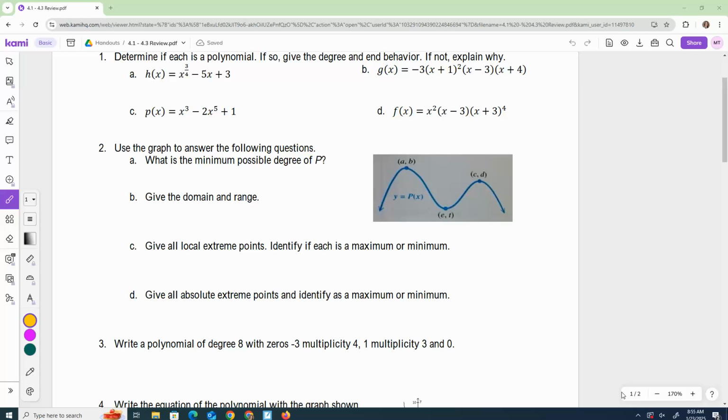Alright, so if something is a polynomial, all of your exponents have to be whole numbers, so 0, 1, 2, 3, 4. So is this first one a polynomial? No, because we have a fraction exponent.